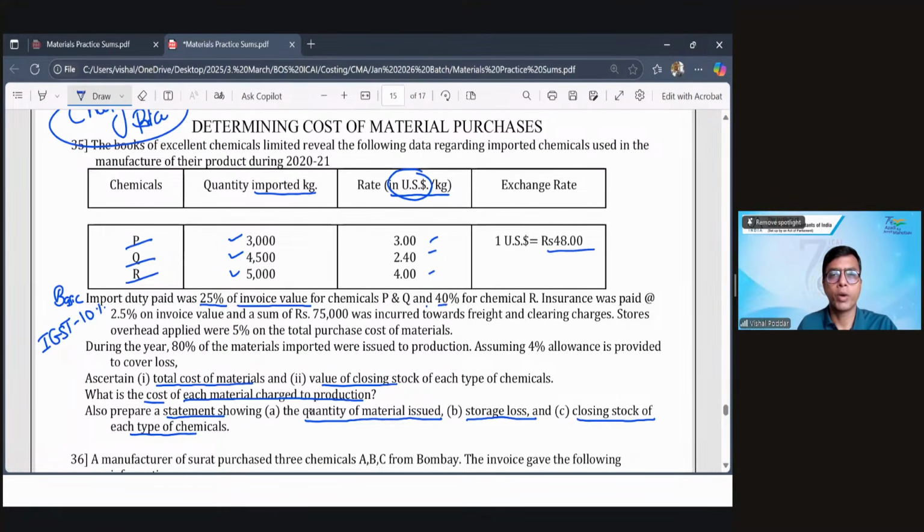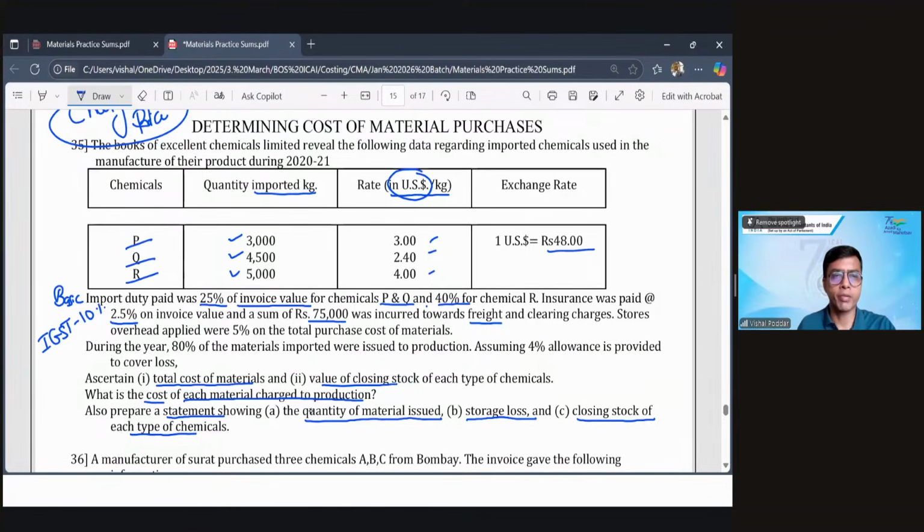Then 40%. These are the import duty rates. So for P and Q, it is 25%. For chemical R, it is 40%. Then the insurance was paid at the rate of 25% again of the invoice value. And 75,000 was incurred for the freight, that is transportation and clearance.